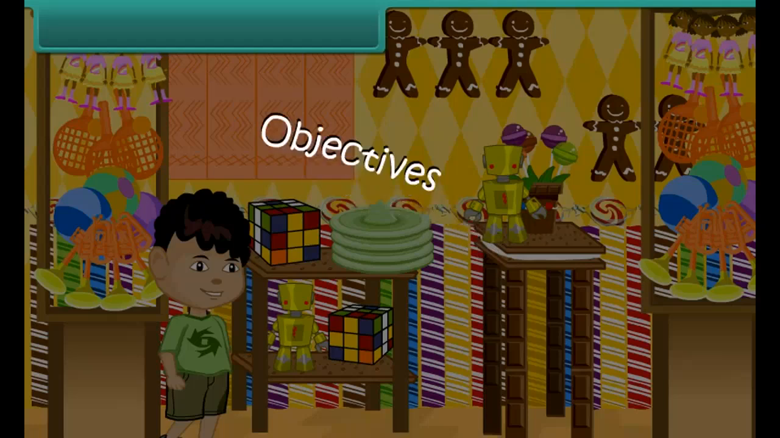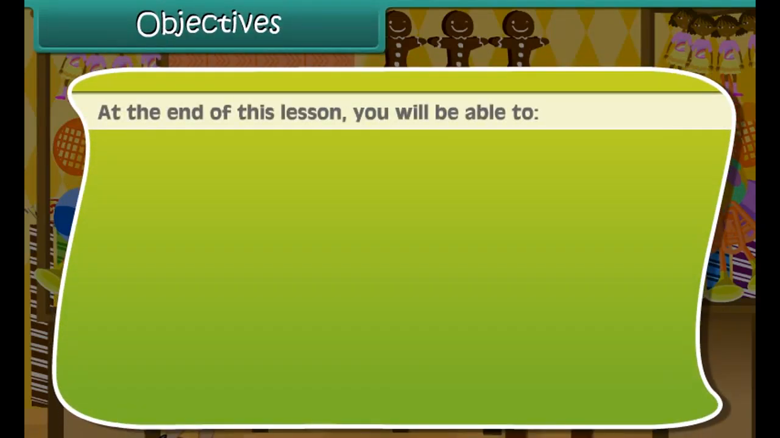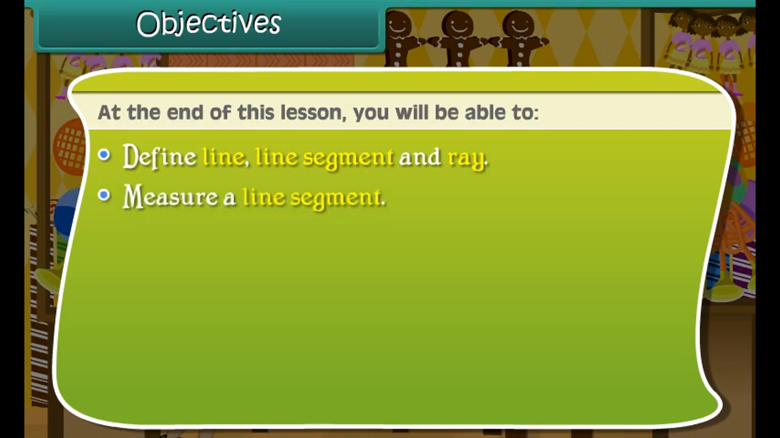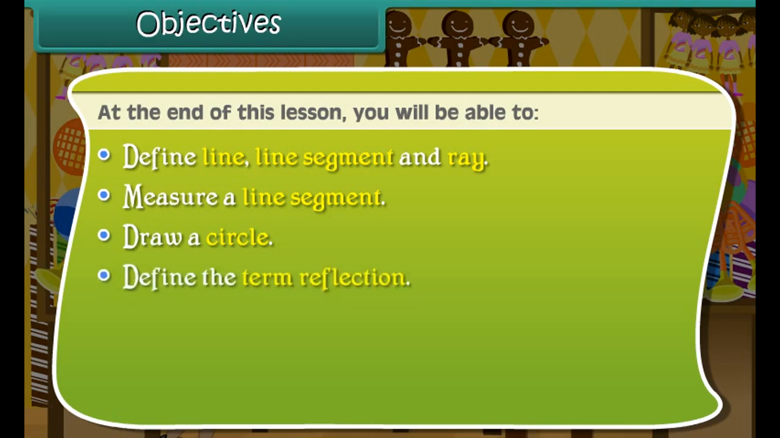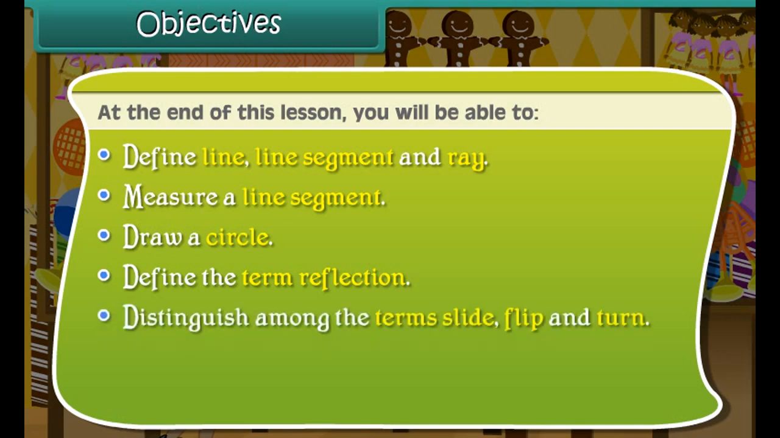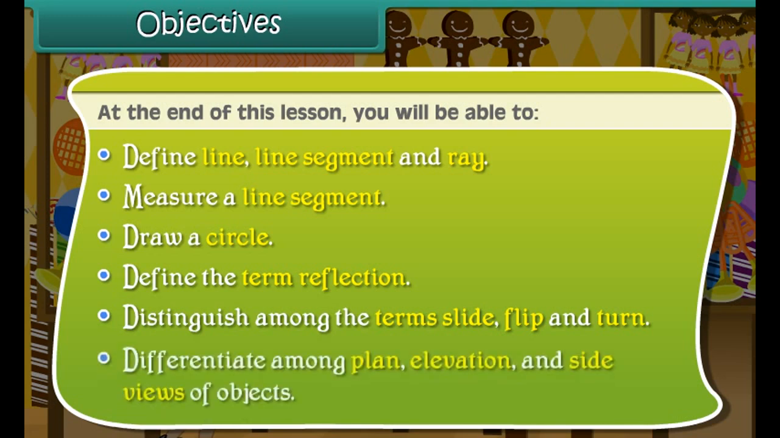Objectives. At the end of this lesson, you'll be able to define line, line segment, and ray. Measure a line segment. Draw a circle. Define the term reflection. Distinguish among the terms slide, flip, and turn, and differentiate among plan, elevation, and side views of objects.